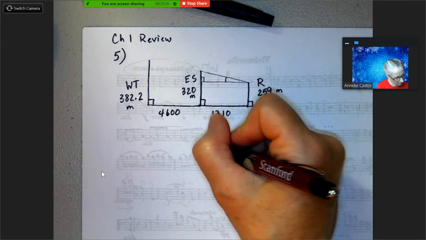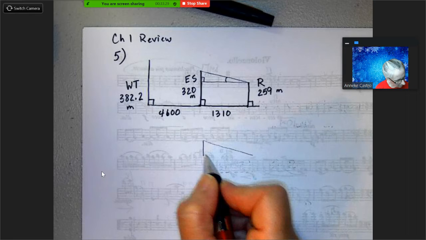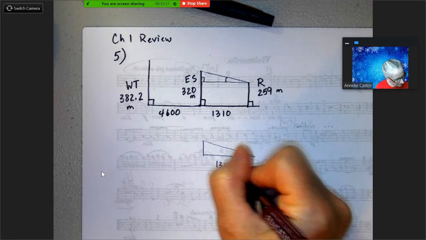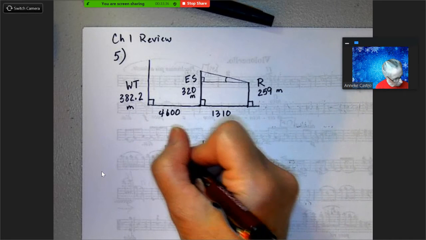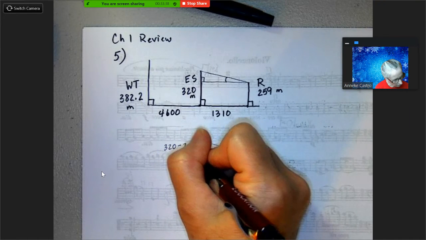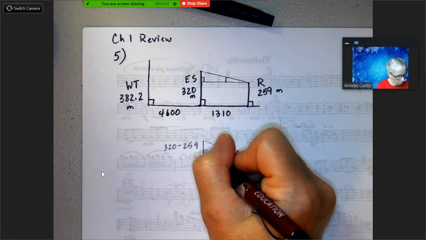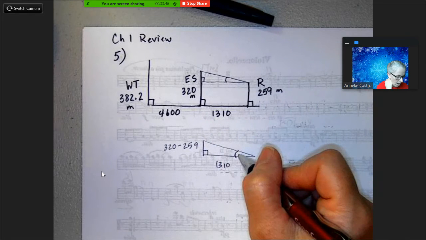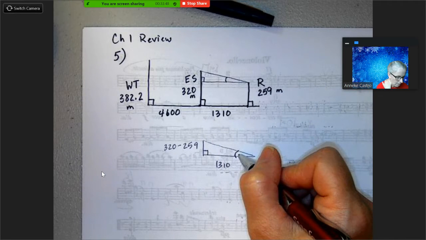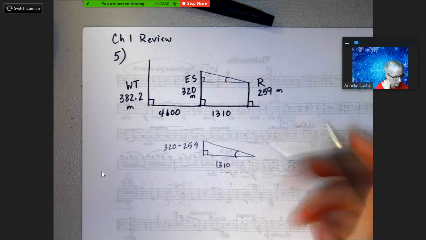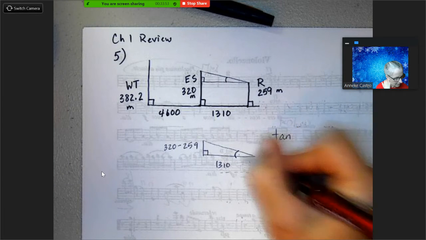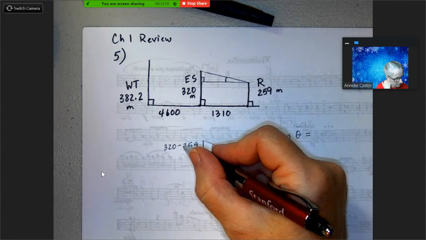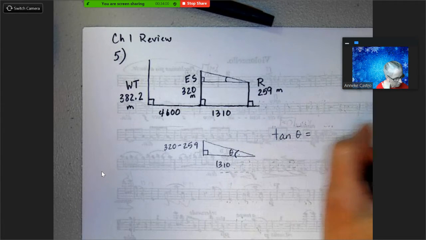Okay, so I can take this cute little triangle. I'm trying to find this angle here. I know this is 1310. And this I'm going to do 320 minus 259 to get that. And it's a right triangle. So once I get that number, I can use my SOHCAHTOA. So this is opposite over adjacent, so this is going to be tangent. The tangent, I'll call that theta. The tangent of theta is equal to the opposite over the adjacent.